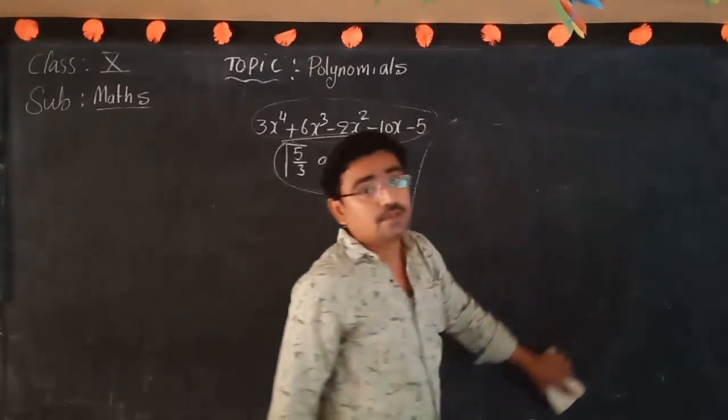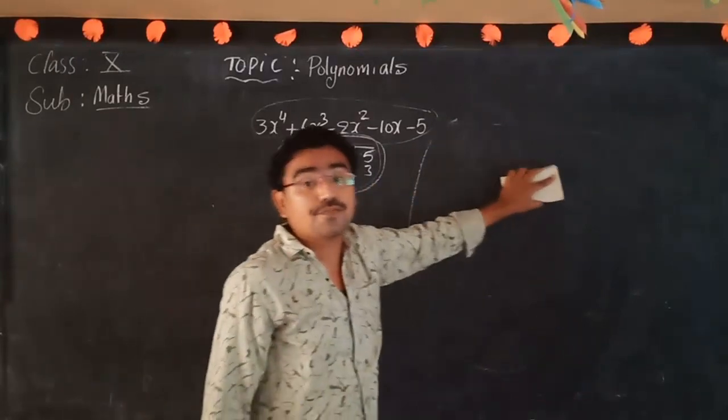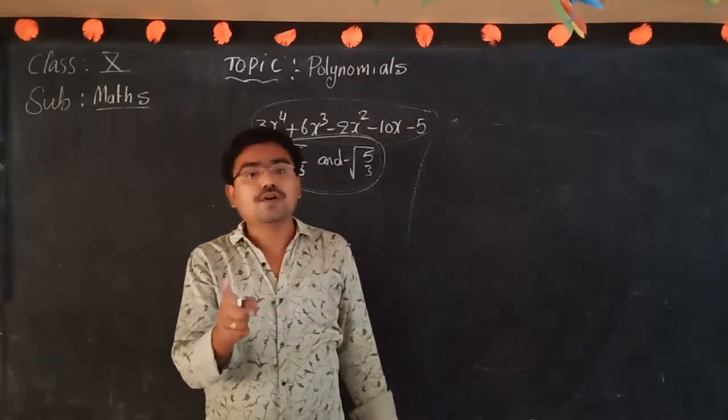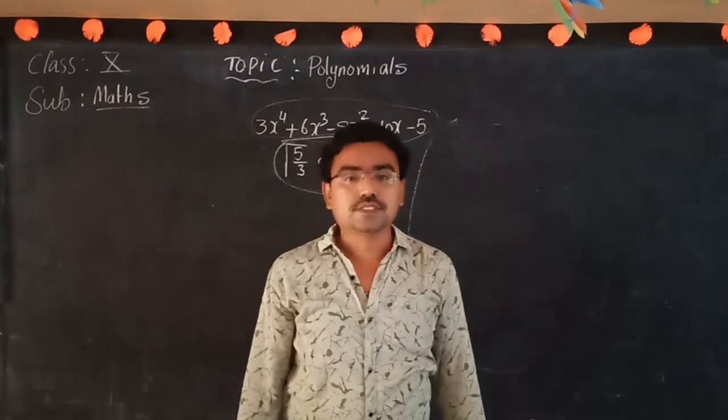I think you got the clarity. 3 is a factor of 75, 5 is a factor of 75, then 3 into 5, 15, is also a factor of 75.